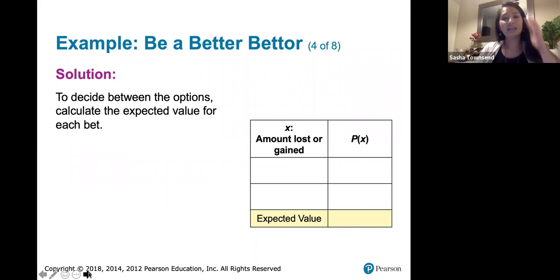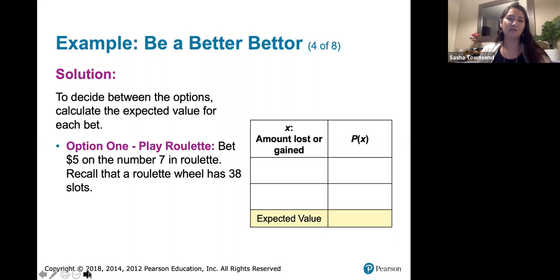Now, if you're trying to decide between the options, one way that you can decide is to think about the expected value for each bet. There are pros and cons to this, because remember that expected value is the expected average loss or gain if you were to repeat this bet over and over and over again. This really doesn't tell you anything about one particular bet.